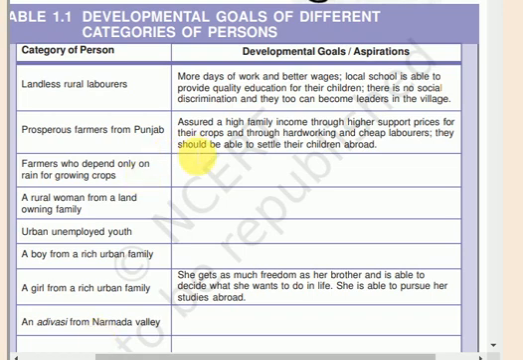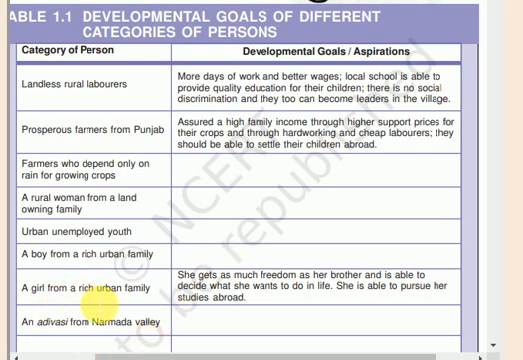So students, your work is to fill in these development goals of different people. Some are done for you, but the rest of the things which are left blank, fill these in with your understanding of what the development goals can be for a farmer, a rural woman who belongs to a land owning family, an urban unemployed youth, and boys from rich families. I have given you hints. You can do better than my hints.